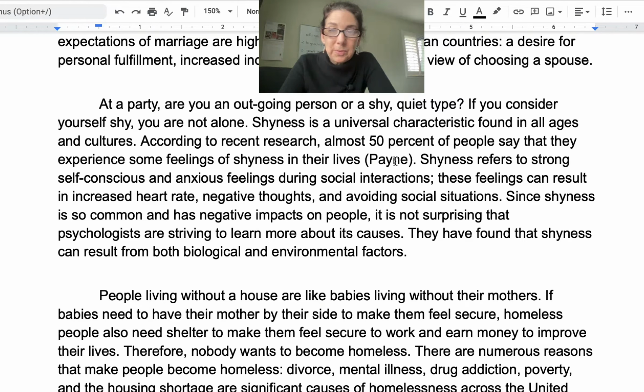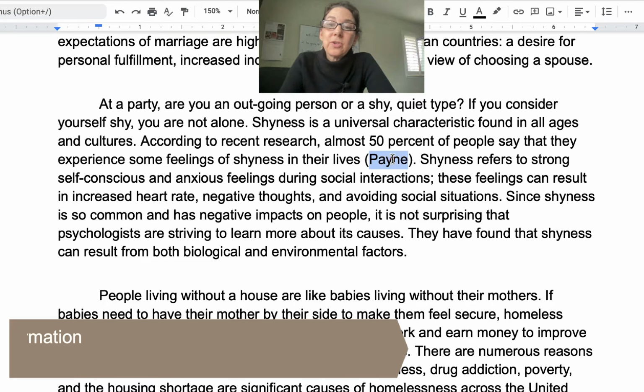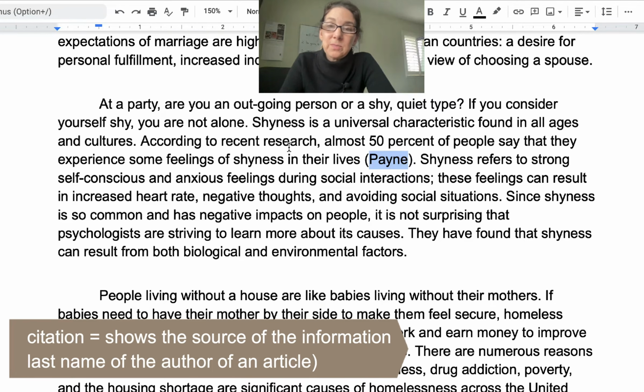Okay, this person's name here, this last name, this is the citation. This shows what the source of this research was. It's probably an article written by someone with the last name Payne.